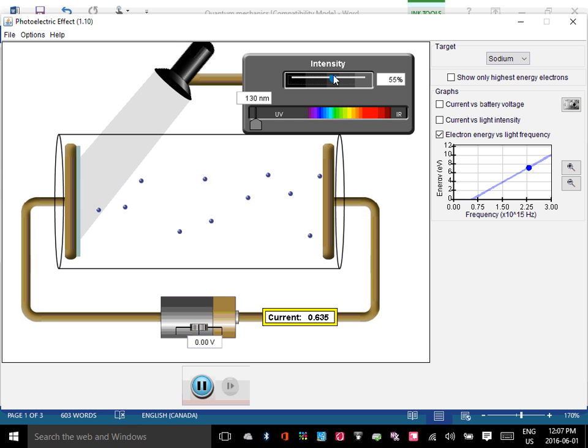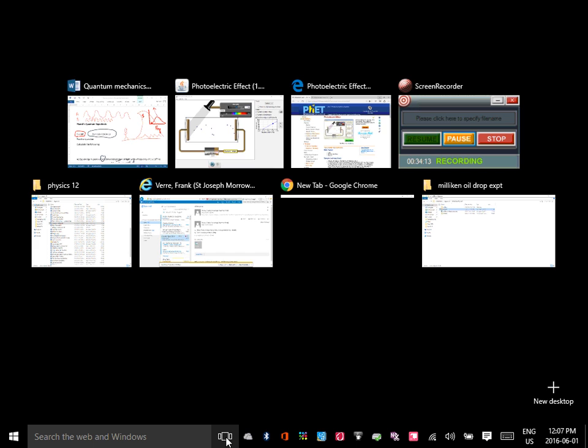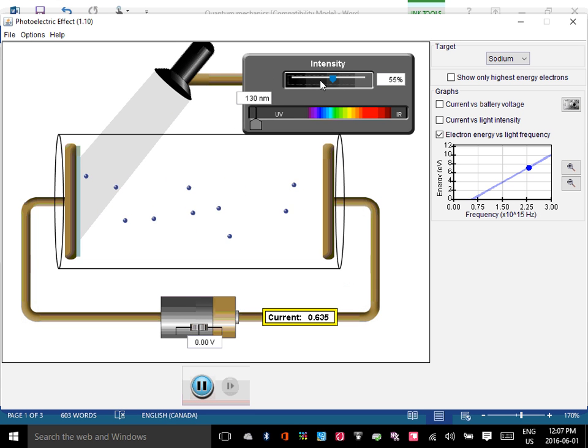Now we have a problem. Do you guys see what the problem is here? What's the intensity of a wave? What do we say the intensity of a wave is? It's the height of the wave or the energy of the wave, right? Well, we got a problem now. We got a huge problem. You see, the huge problem is this. The intensity of a wave is the energy of the wave. What I'm showing you here is that the intensity is not affecting the energy of the electron.